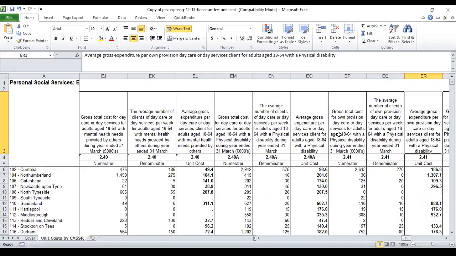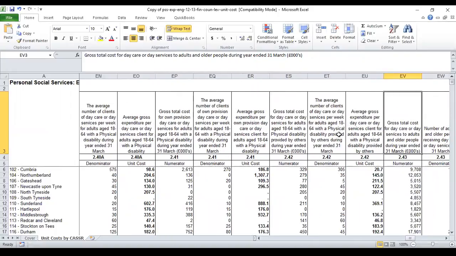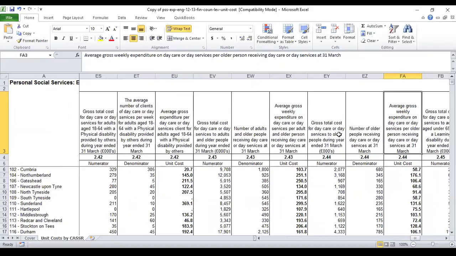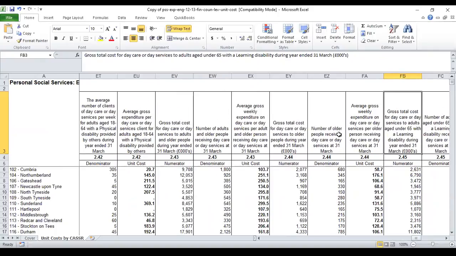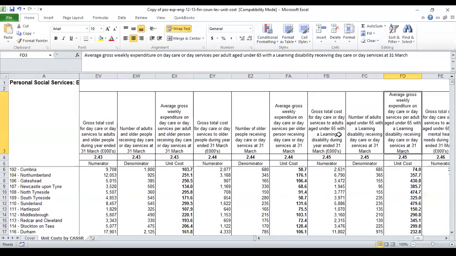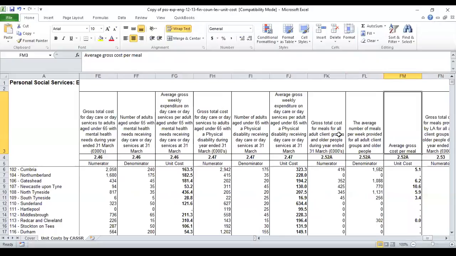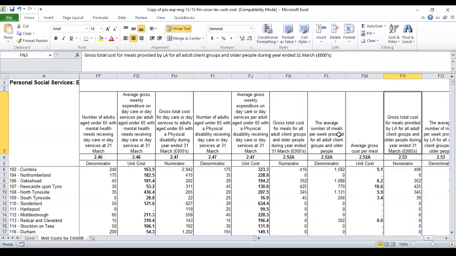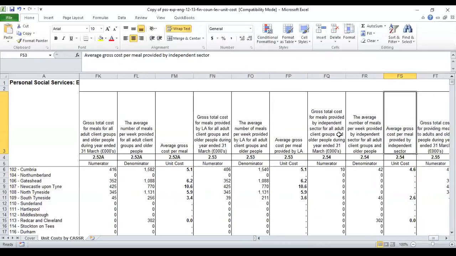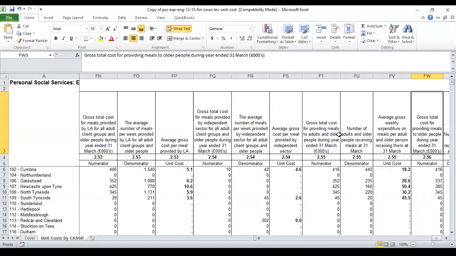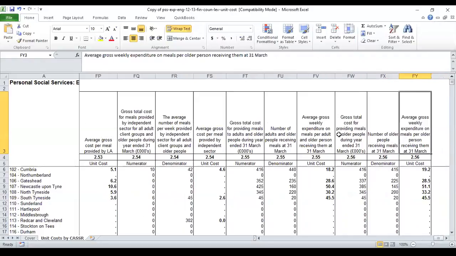So slightly different to the NHS one, because this is much more focused around social services, but typically the main ones that people have used are the average weekly expenditure on daycare per older person, and there's also one, I think, for people with mental health issues and lots of other things. So there's all kinds of things that you can include in terms of the financial figures if people are no longer needing to access daycare or such things.